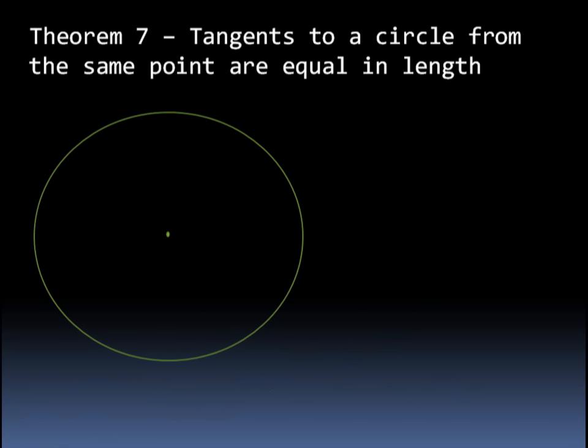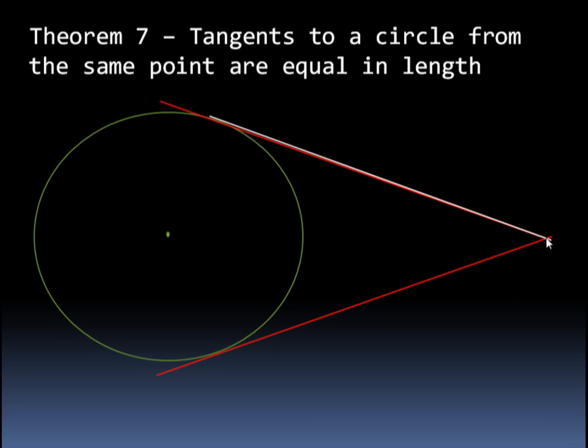Excellent. Theorem 7. Tangents to a circle from the same point are equal in length. So here we have a tangent from this point here, and it's going to touch the circumference here, the point of tangency here. We have another tangent from the same point here to the circumference.